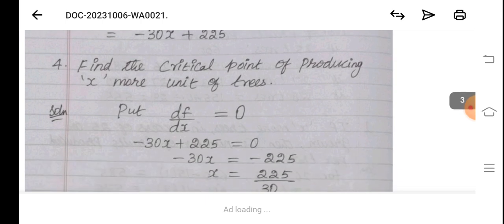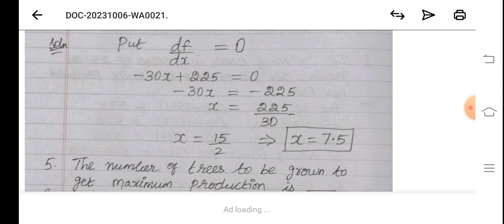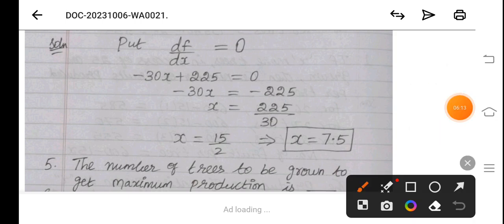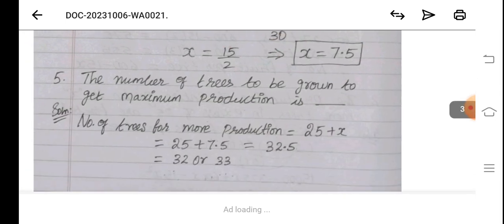Then critical points, we all know how to find them. We have to differentiate and equate with 0. We already know df by dx from last time, so equate it with 0. Plus 225 goes to that side as minus 225, and minus and minus get cancelled. Then x equals 225 divided by 30. Again you cancel using the 15 table: 15 15s are 225, and 15 2s are 30, so cancelling 15, you get 7.5. So 7.5 is your critical point.